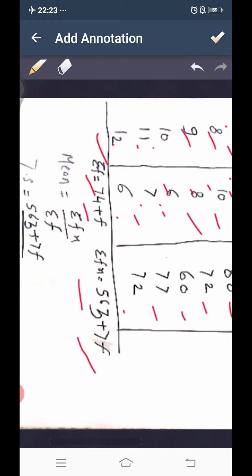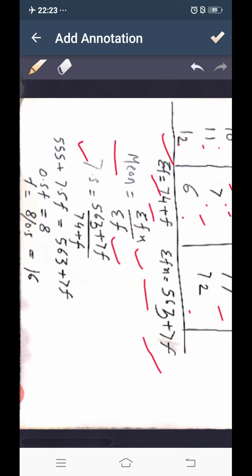As we know, mean equals sigma fx upon sigma f. Mean is given 7.5. Sigma fx we have got 563 plus 7f, upon 74 plus f. Now we do this cross multiplication. So we get 555 plus 7.5f equal to 563 plus 7f.